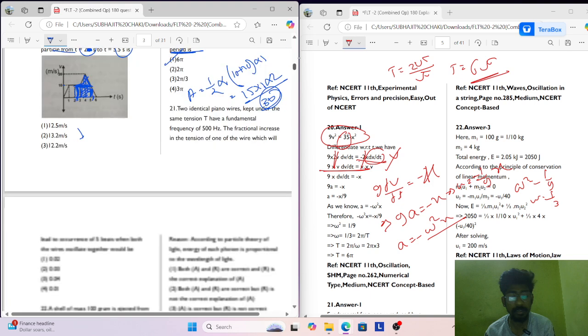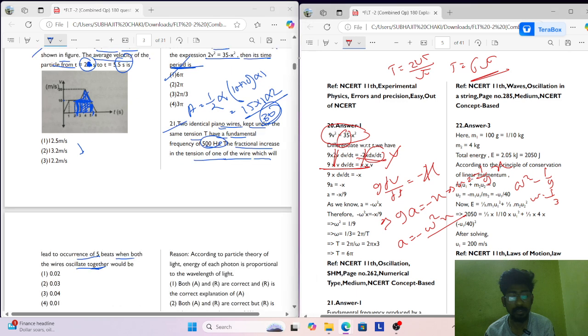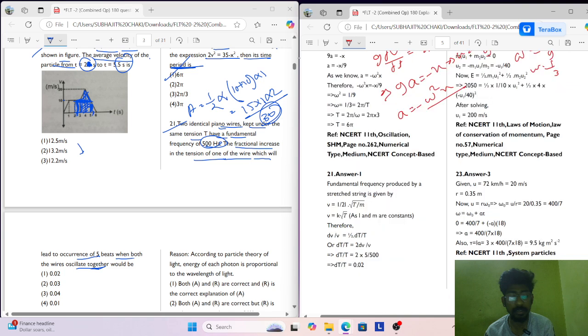Two identical piano wires kept under the same tension T have a fundamental frequency. The fractional increase in the tension of the wire, which will lead to the occurrence of 5 beats when both the wires oscillate together, will be... Yeah, the formula of this: v equals 1 by 2L root over T by mu, where this is mu, not M. So mu equals M by L, mass per unit length. The frequency is given as 500 hertz.